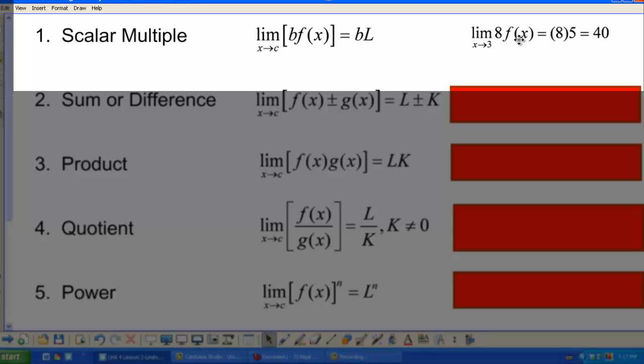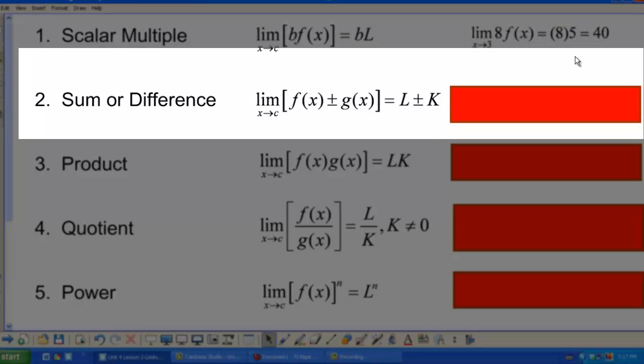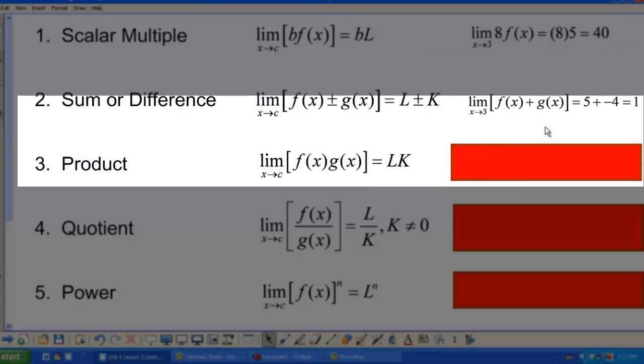So if I take 8 times f of x, and I want to evaluate that limit, I can evaluate the limit at 3 of f of x to be 5, and multiply that by 8 to get 40. The sum or difference property. Again, if I want to take the limit as x approaches 3 of adding f and g, then all I would do is add their corresponding limits. So I would just take 5 plus negative 4, and the limit of f plus g would be 1.